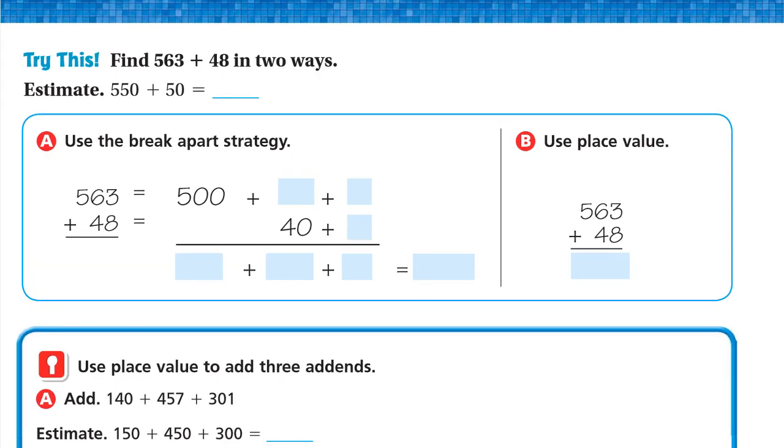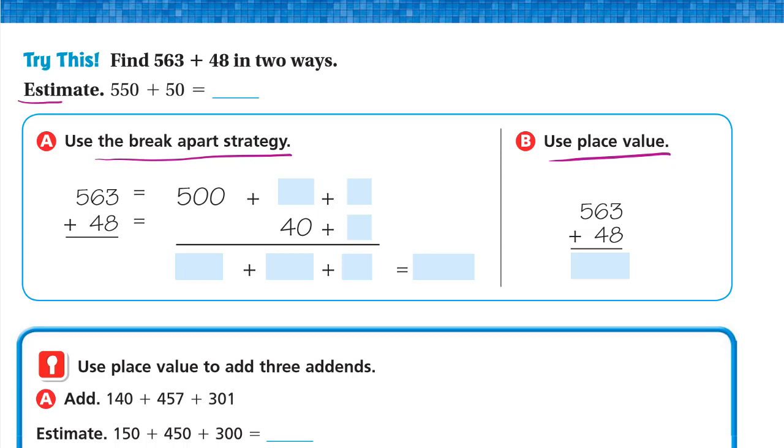Now let's try this. Find 563 plus 48 in 2 ways. Okay, so if you remember in the past lesson we used the break apart strategy, and now we have the place value strategy. So we will use the 2 ways. So we have 2 ways to add now.